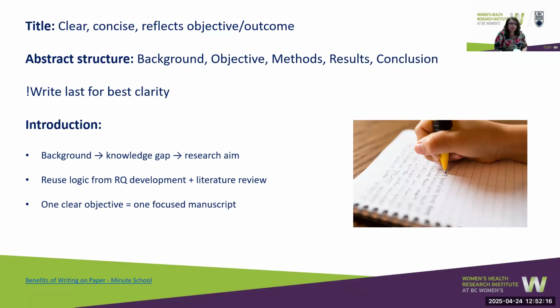Again, we use what we already have: background, knowledge gap, research aims. We can reuse the logic from our research question development from the literature review. And I say you can have a secondary objective, but I think when you write the paper, it should be clearly one objective with some sub-analysis. If you have multiple objectives, the paper will be very complicated and it will be harder to publish it, and you will have more reviewers' comments because it's sometimes hard to understand.